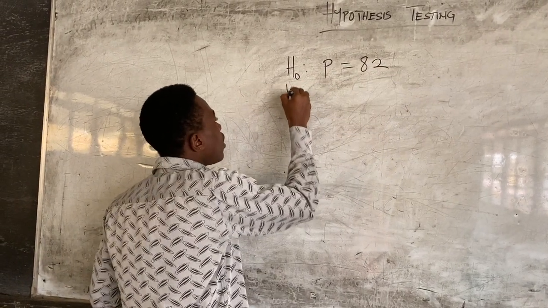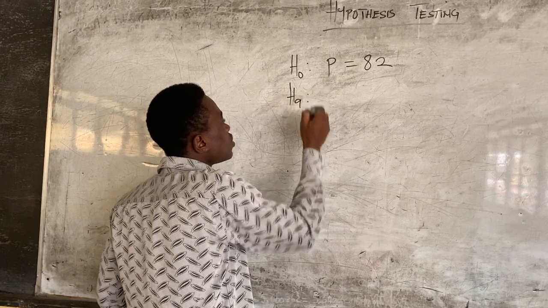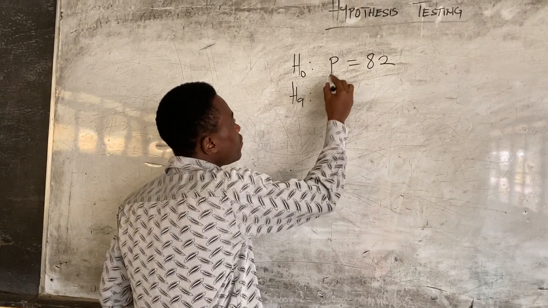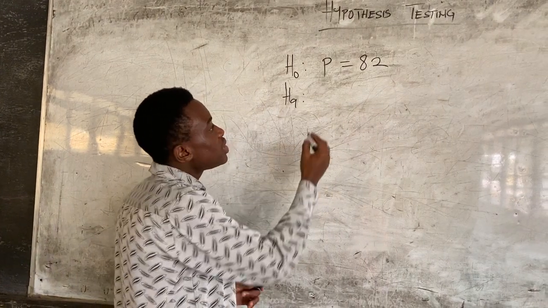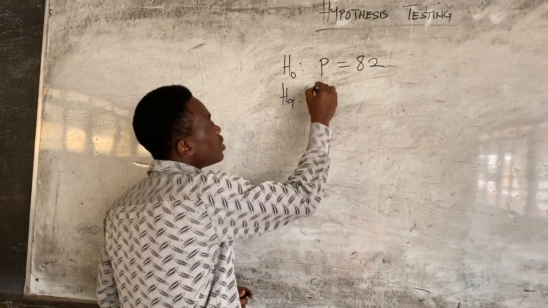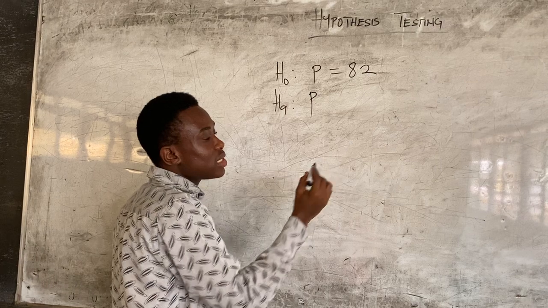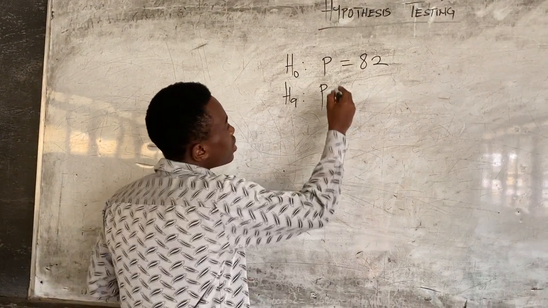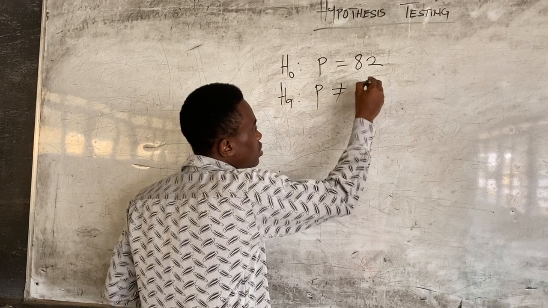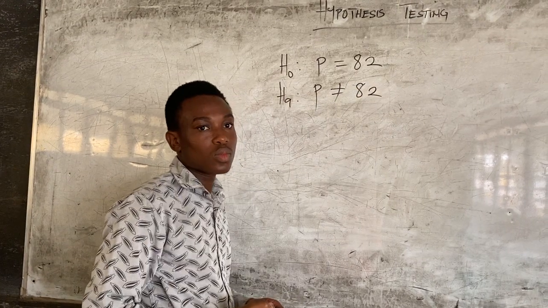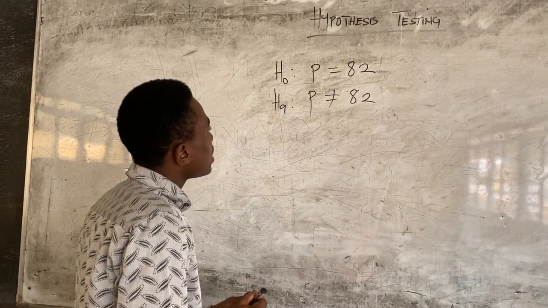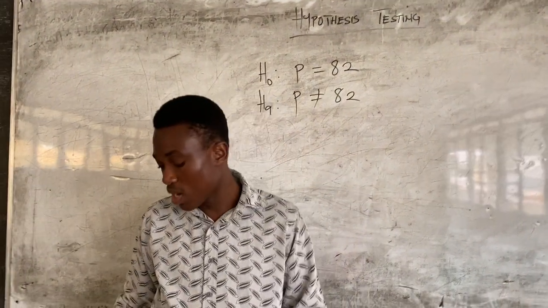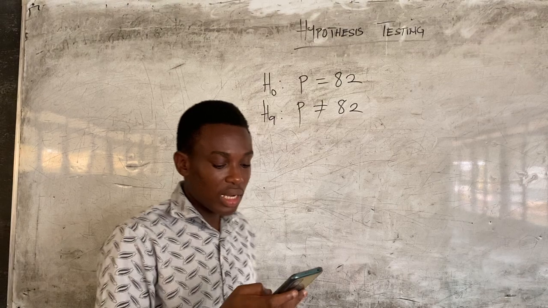And then we have our alternative hypothesis, which is the opposite of this statement. So if the proportion of its students who graduate in 4 years is 82, then the alternative will be that the proportion of its students who graduate in 4 years is not 82. So from here we can realize that the alternative hypothesis is the opposite of the null hypothesis. Let's take another example.